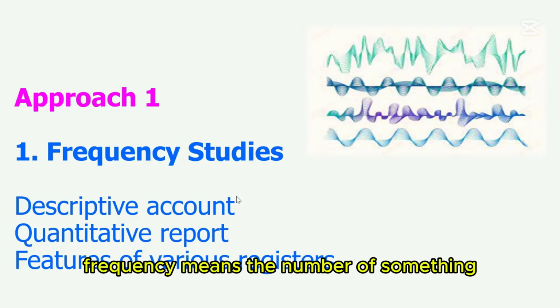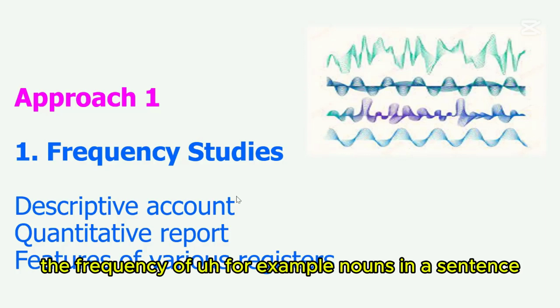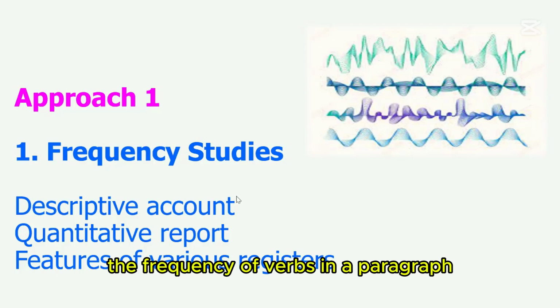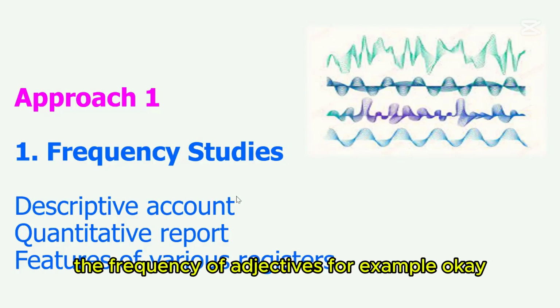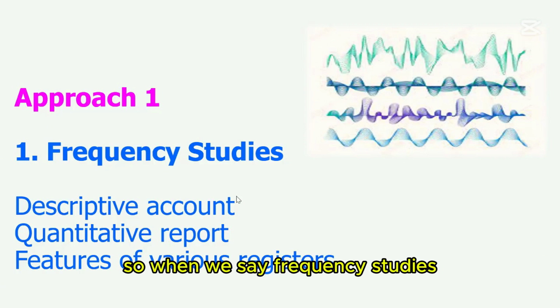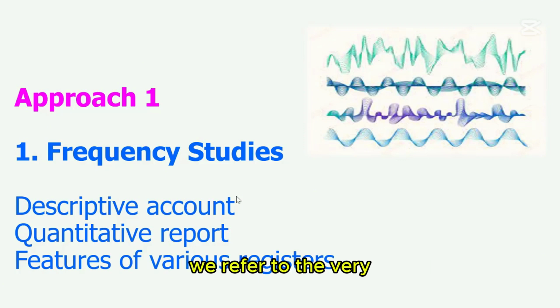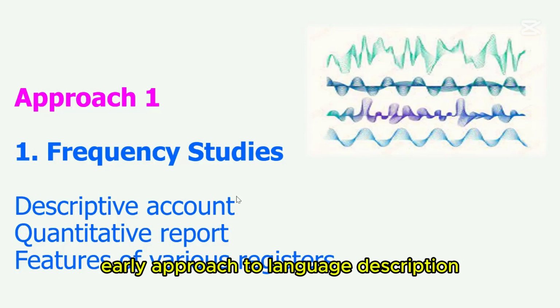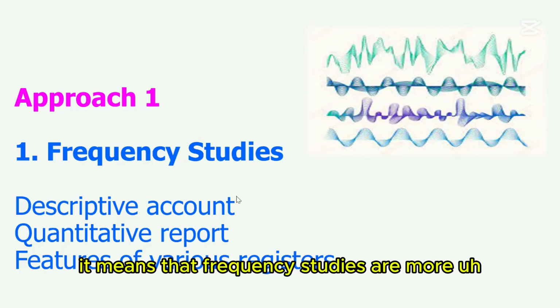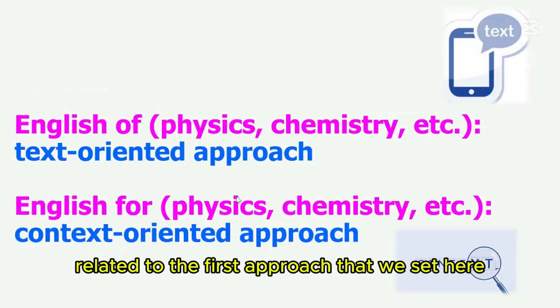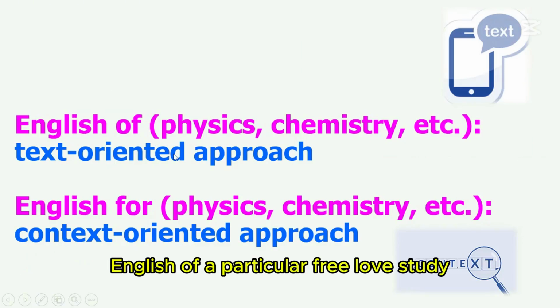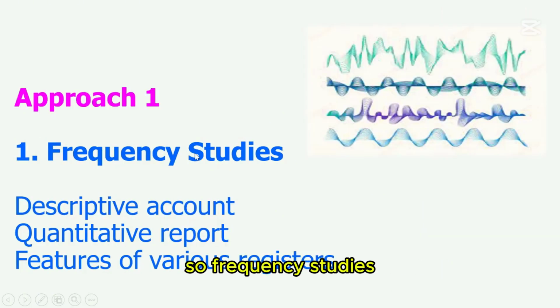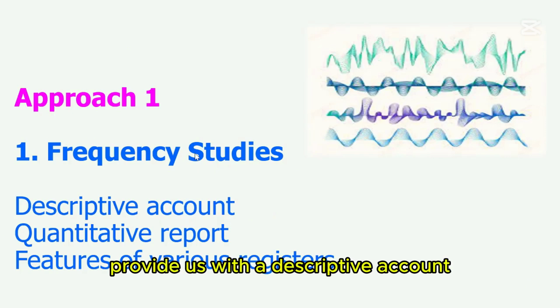You know, frequency means the number of something. So the frequency of, for example, nouns in a sentence, the frequency of verbs in a paragraph, the frequency of adjectives. Okay? So when we say frequency studies, we refer to the very early approach to language description in ESP. It means that frequency studies are more related to the first approach that we said here, English of a particular field of study. So frequency studies provide us with a descriptive account.